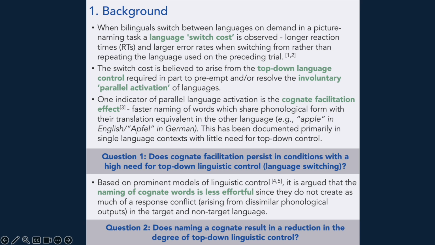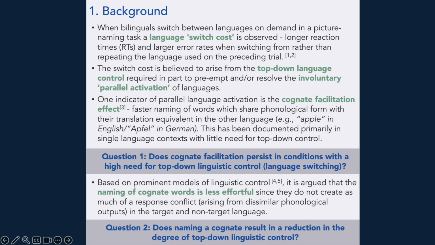The cognate facilitation effect is an indicator of such parallel language activation. This is the finding that objects with names that share form across languages, such as apple, which is Apfel in German, are named faster and more accurately by bilinguals, possibly because of the lower degree of response conflict elicited, and hence the lower need for top-down control to produce the correct response.